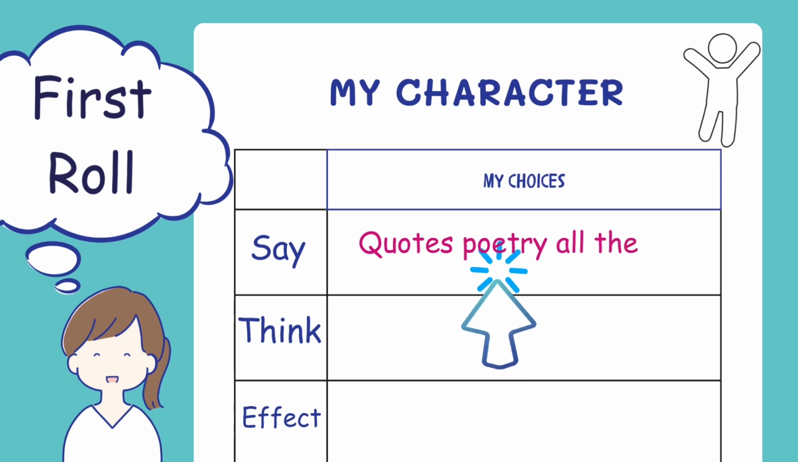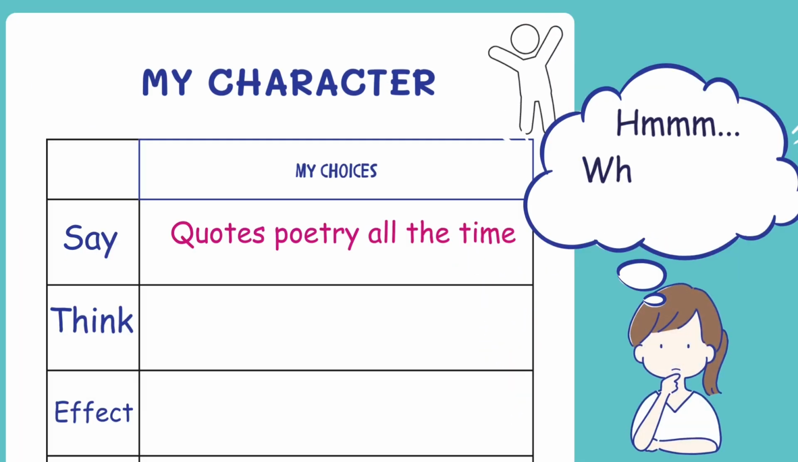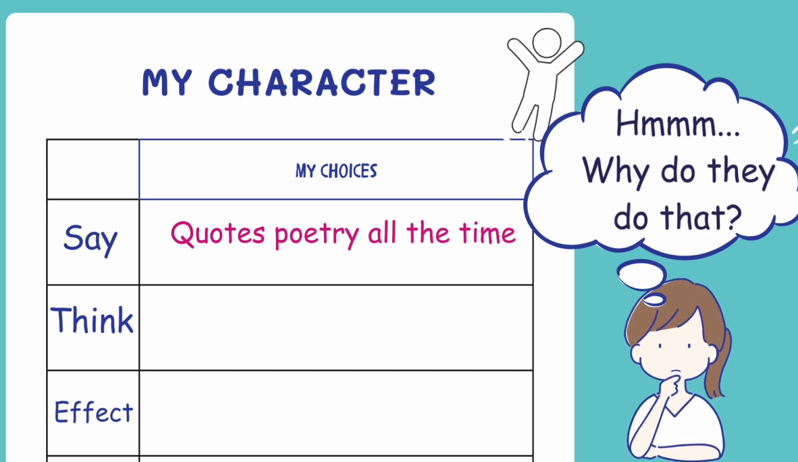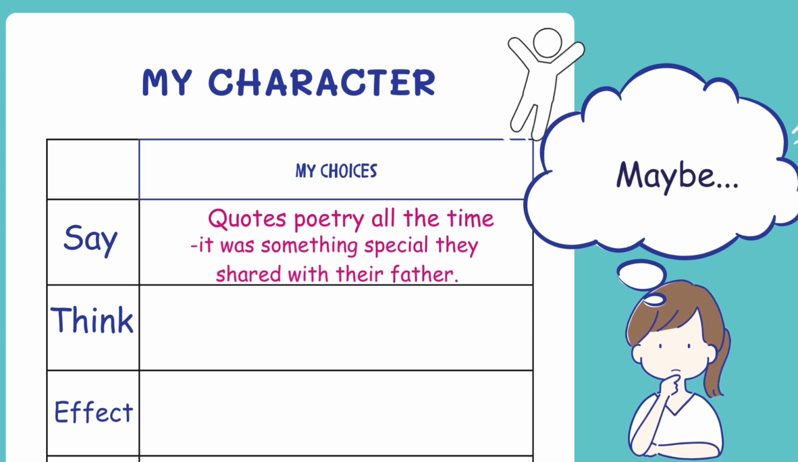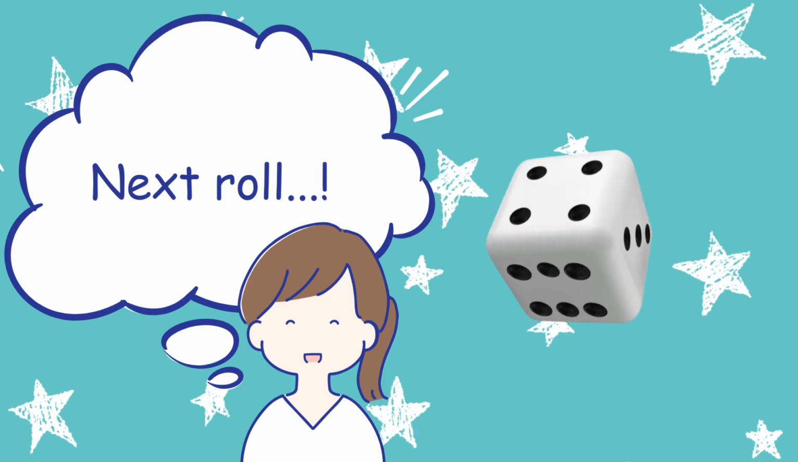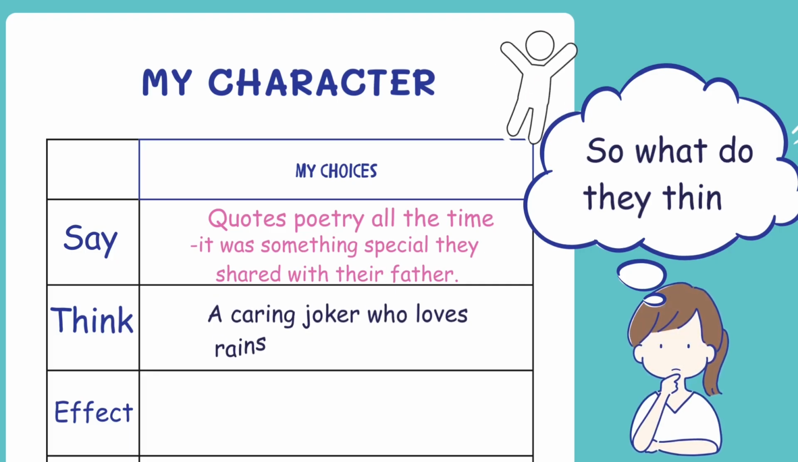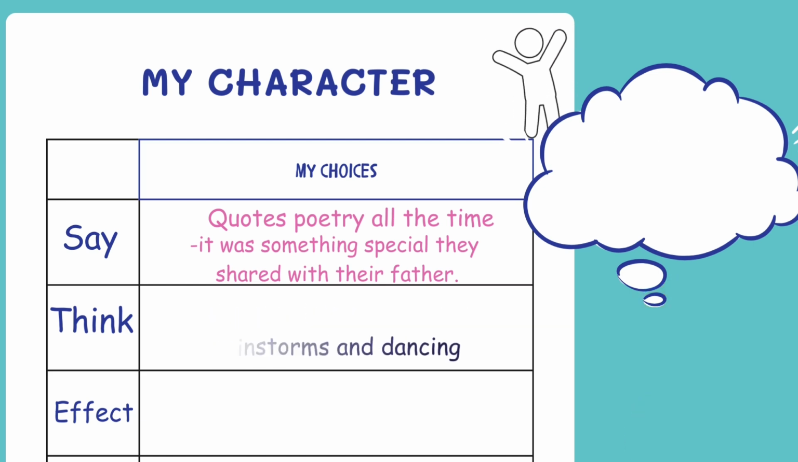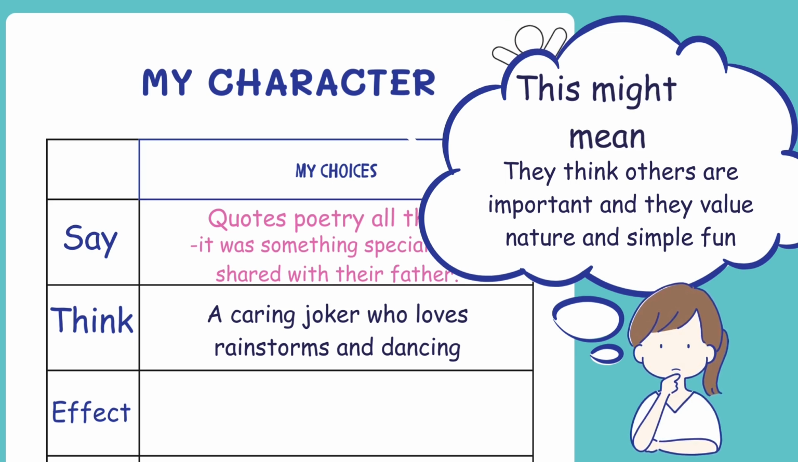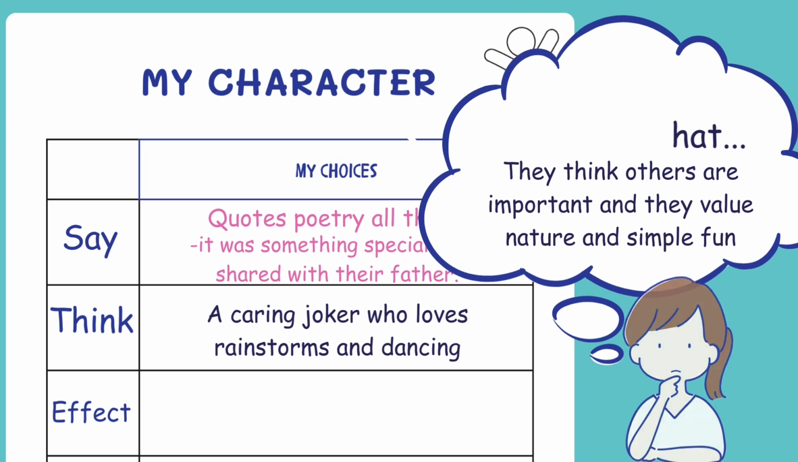First role, what they say. They quote poetry all the time. Now, why do they do that? Maybe it was something special they shared with their father. Next role. They think, a caring joker who loves rainstorms and dancing. This might mean that they think others are important and they value nature and simple fun.